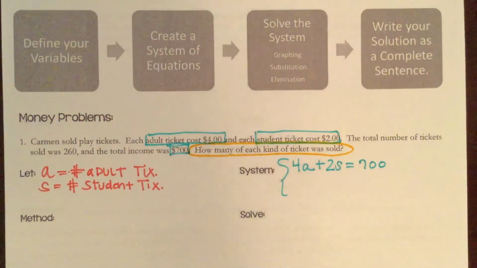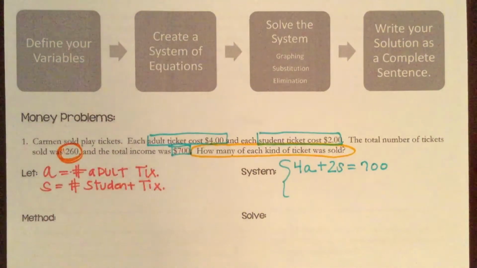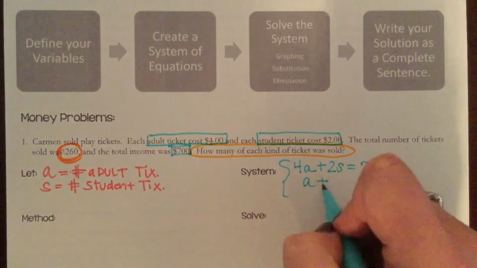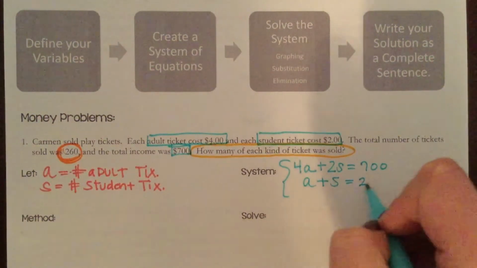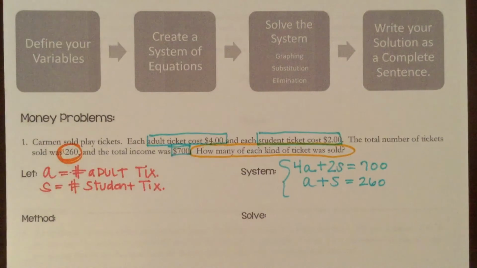The other thing that's mentioned in the problem is that there were a total of 260 of the tickets sold. Well, we sold 2 types of tickets. We sold adult tickets and we sold student tickets. So the 260 comes from adding those 2 types of tickets together. So the number of adult tickets plus the number of student tickets needs to equal 260 tickets that were sold.